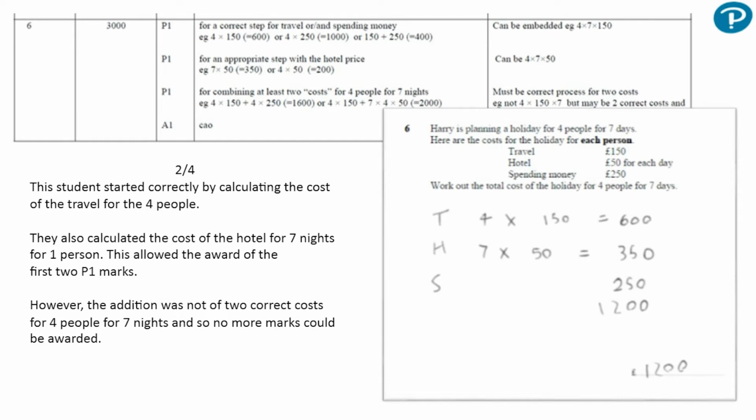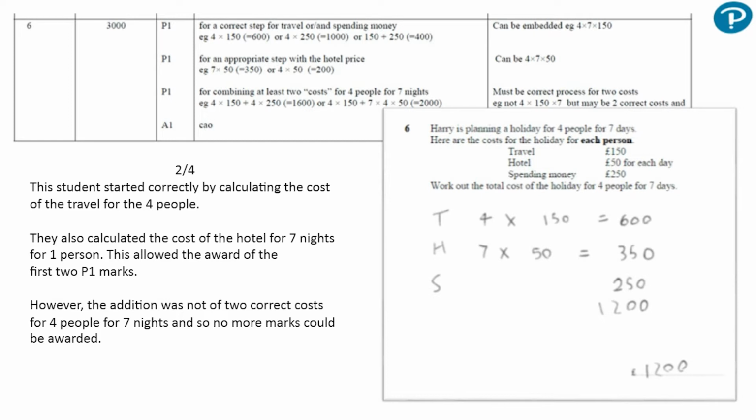No, because the 600 plus the 350 wouldn't have got them, because it needs to be the cost for 4 people. The 350 is only for 1 person. So they needed to have worked out the cost of the hotel for 4 people, whereas they've only got the hotel for 1 person. So they needed the correct cost for 4 people for 7 nights, which is why they couldn't do the 600 and the 350.